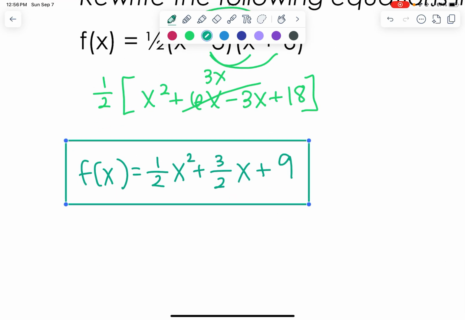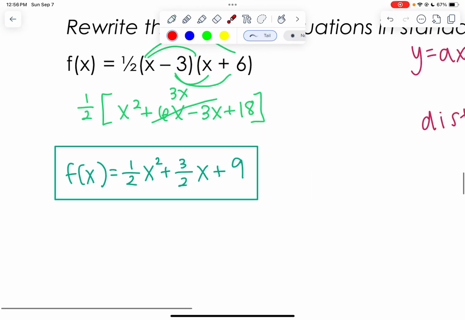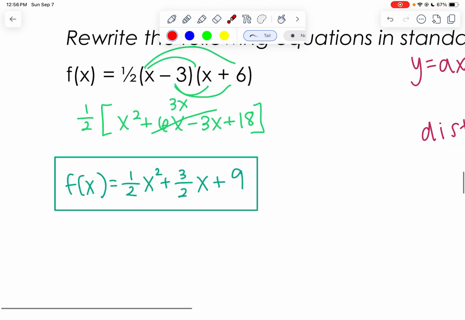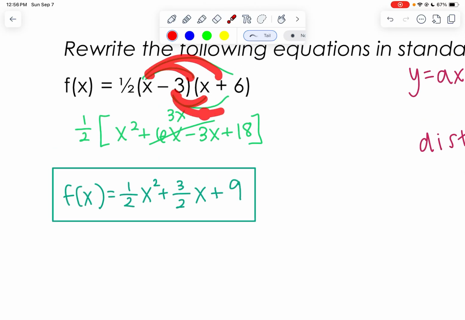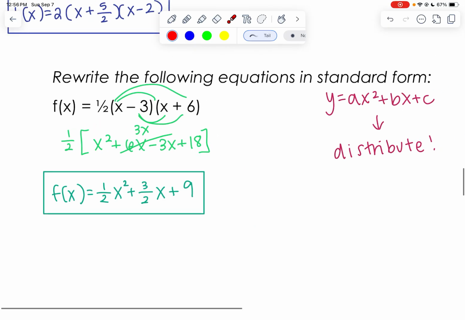Notice that I did a last. I really like to distribute the parenthesis part first. You don't really want to distribute the half first, because then you get more fractions. So distribute all of this and then distribute your a last, okay? Now that was intercept form.